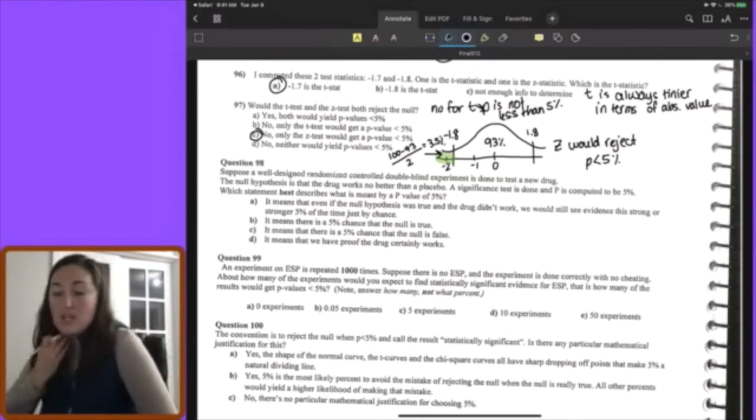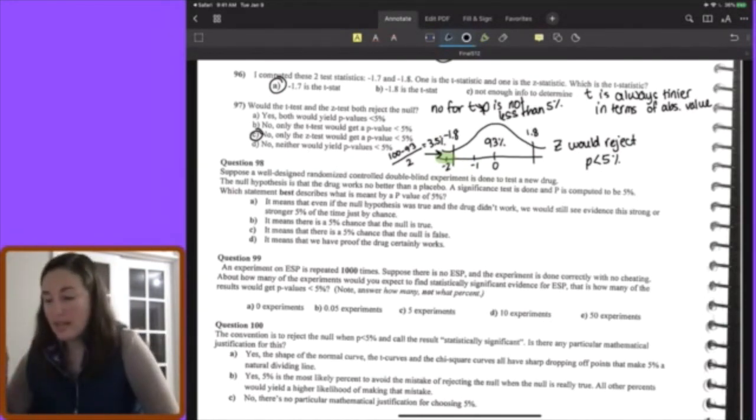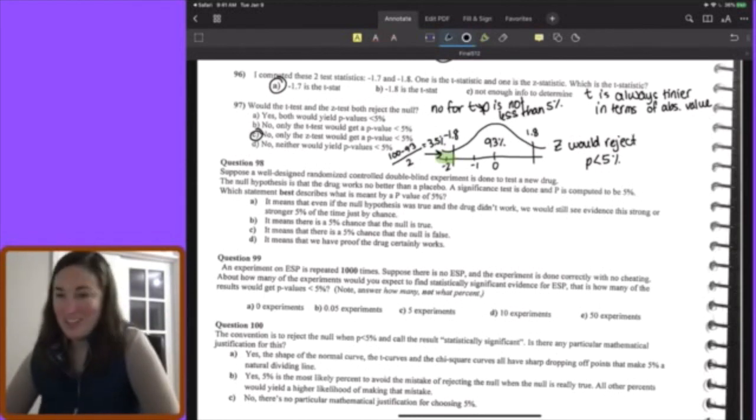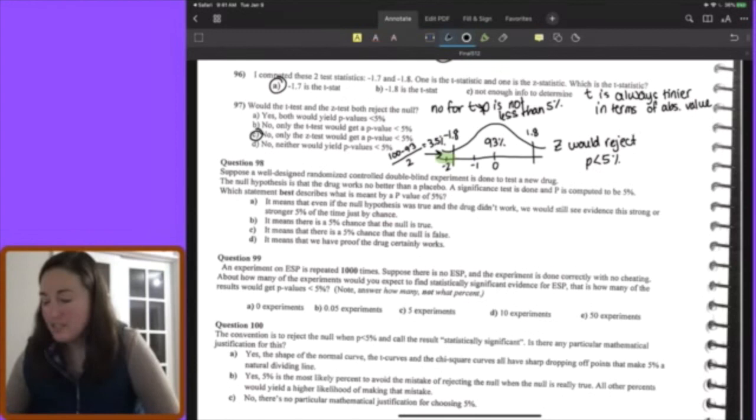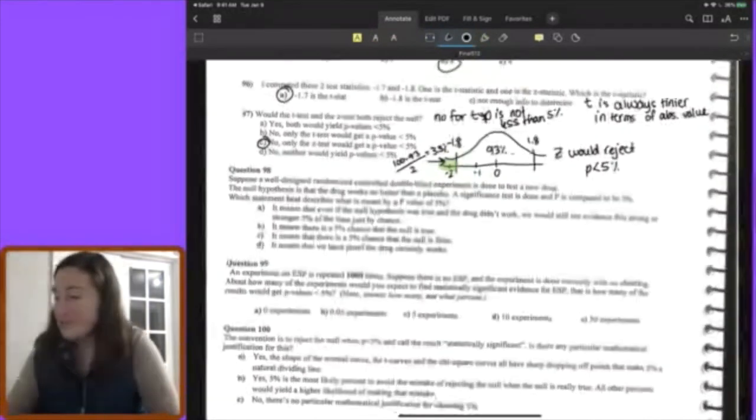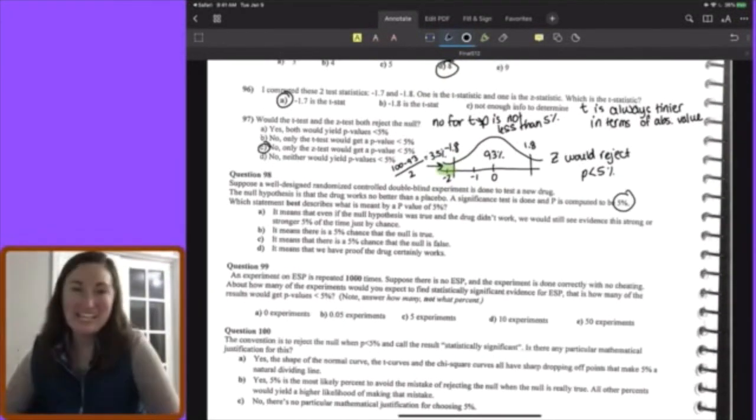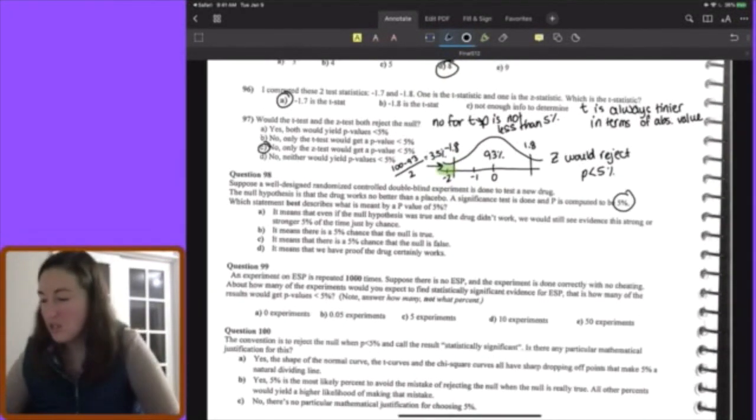So the first, question 98 says, suppose a well-designed randomized controlled double-blind experiment is done to test a new drug. The null hypothesis is that the drug works no better than a placebo, and a significance test is done and the p-value is exactly 5%. Yikes, sometimes that happens. Which statement best describes what it means?